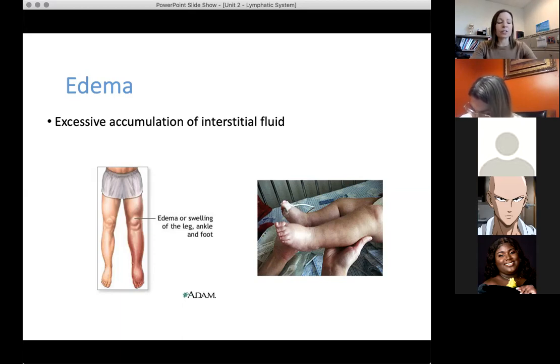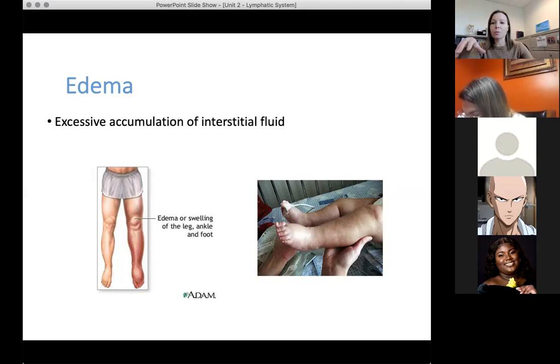So remember, interstitial fluid is the fluid that normally does leak out of capillaries, but normally there's not too much of it. And normally it does get removed by the lymphatic capillaries. So it's not really a big deal. There are two major causes of edema.